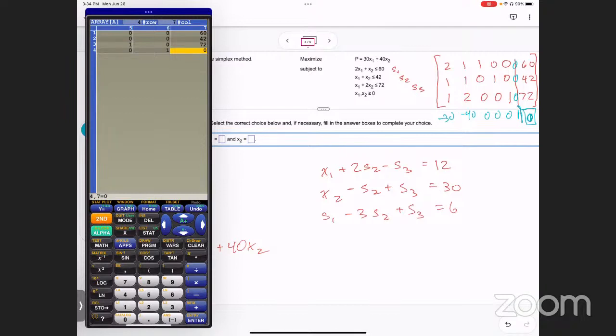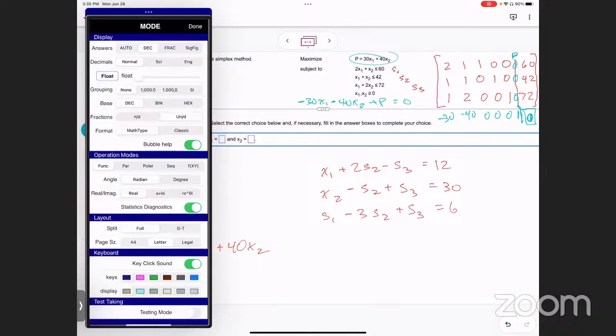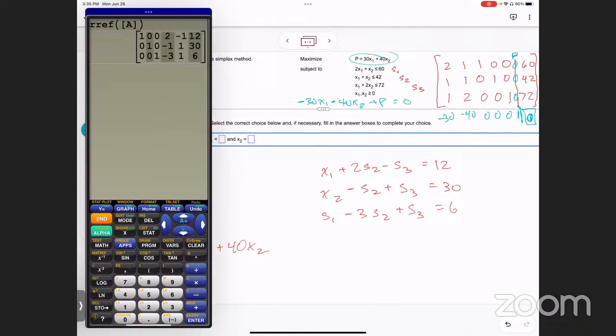Okay, so they're calling it P. Basically, this is the profit column. They're making another variable called profit. So what they did is they took that equation, they subtracted 30x1 minus 40x2 plus the profit equals 0, and they're trying to find out what the profit is going to be. So I believe that's what we have to do. And now if we quit this, second, quit, and we hit ref again for A, it's going to give us that. That looks more like how they had it.